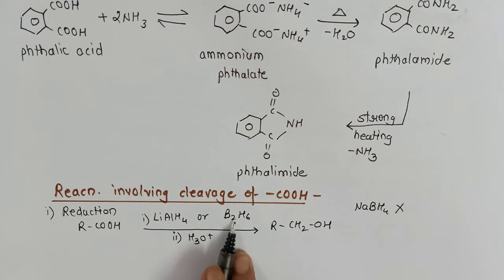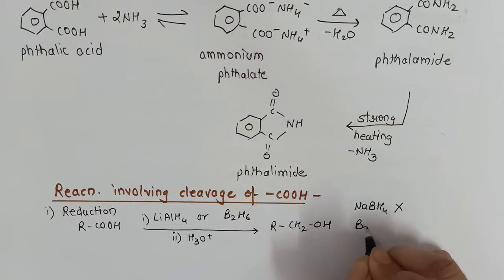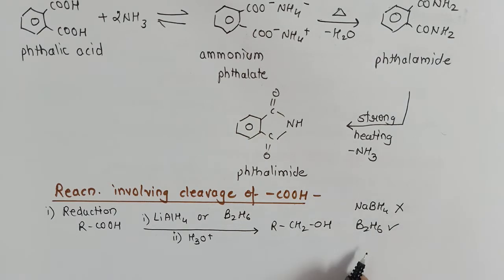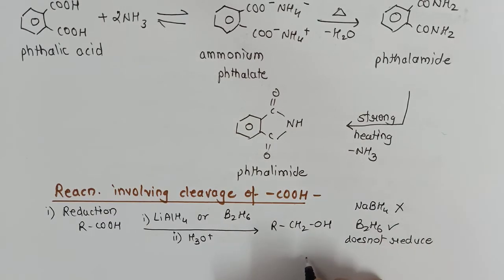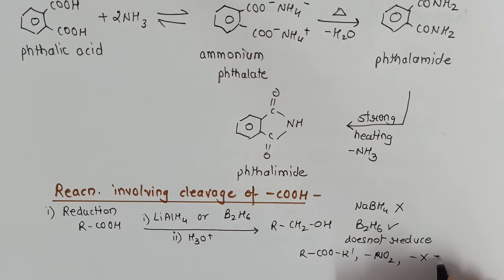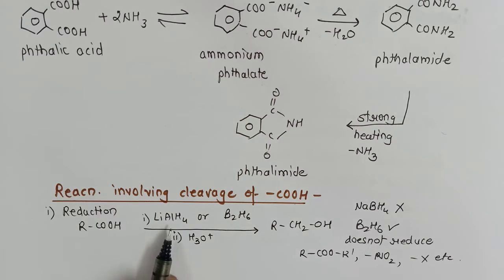Secondly, diborane is a specific reducing agent. Why? Because it does not reduce other groups like ester, nitro, halo, etc. And therefore diborane or lithium aluminum hydride will be a good reducing agent for this reaction.